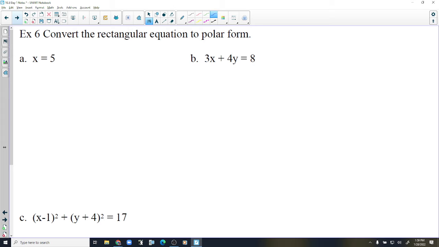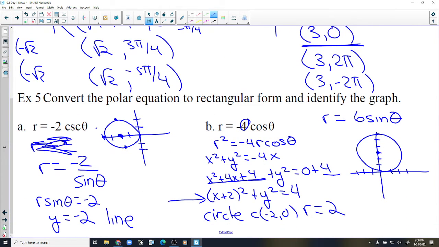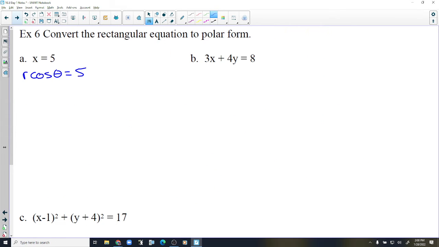All right, let's go the other way. What does the toolbox say x is the same as? R cosine. But if we look at the polar graphs that I gave you, the polar equations, they all say r equals. So we want this to say r equals. So we can divide by cosine on this one. And we don't usually leave it as 1 over cosine, it's secant. So 5 secant of theta. That's the answer we're looking for to convert x equals 5 into a polar equation.